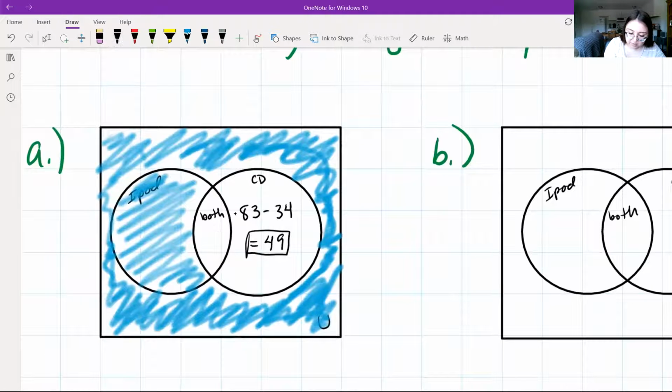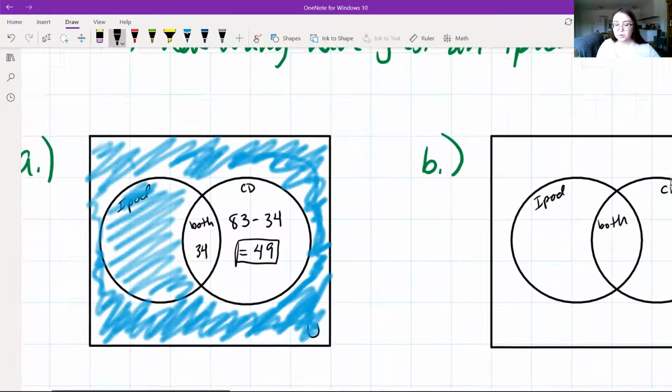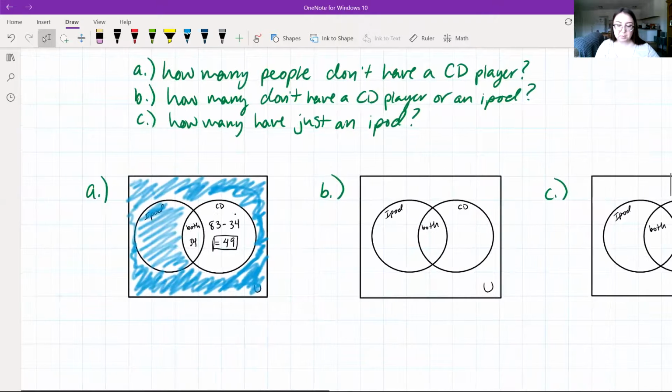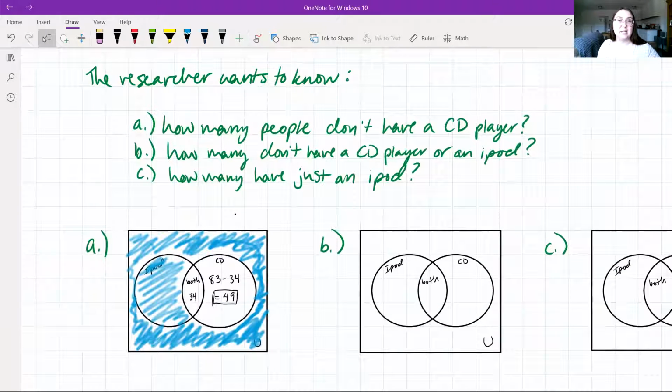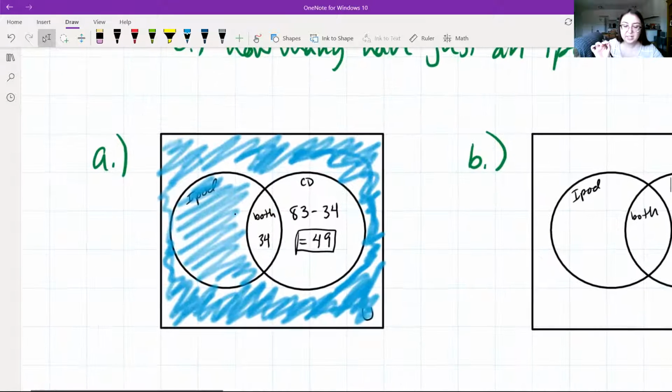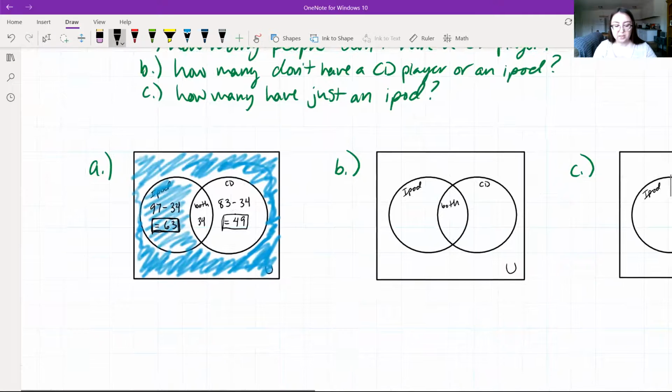I'm gonna erase that because that's really big. 34. So now we know that 49 people only have a CD player. Now we can do the same thing for iPods. We know 97 people have iPods, and 34 of them also have CD players. So we take 97 minus 34, and that's going to give us 63. So now we know 63 people only have iPods, 49 people only have CDs, and 34 have both.